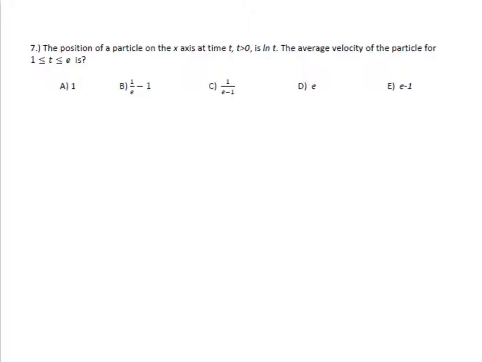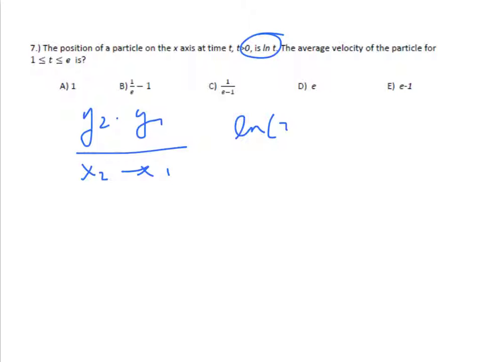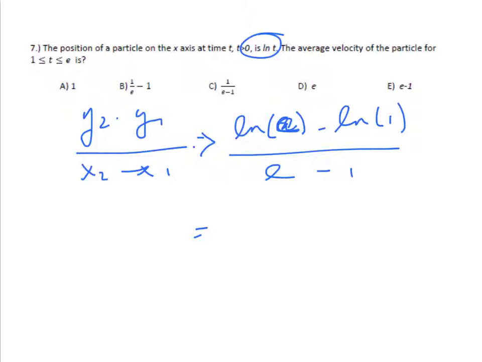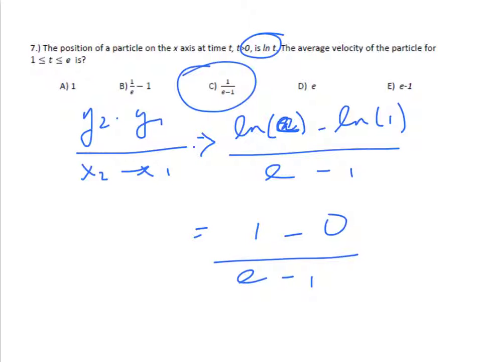Good. We talk about average velocity. We're talking about y2 minus y1 over x2 minus x1. It's straight slope. So we have x1, x2. So we have ln of t is important to us. So that's going to be ln of e minus ln of 1, over e minus 1. Ln of e is 1 minus 0 over e minus 1. So we get 1 over e minus 1.